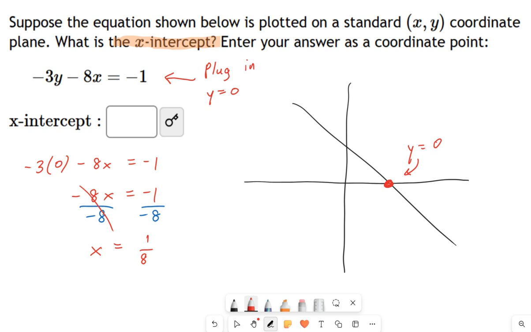Now you can't write that as your answer, right? That's going to be wrong because it wants this as a coordinate point. So we just have to put it in coordinate form where the x value comes first, your 1/8. And what's y? Well, we knew that at the start. y equals 0. So that's how you find an x-intercept.